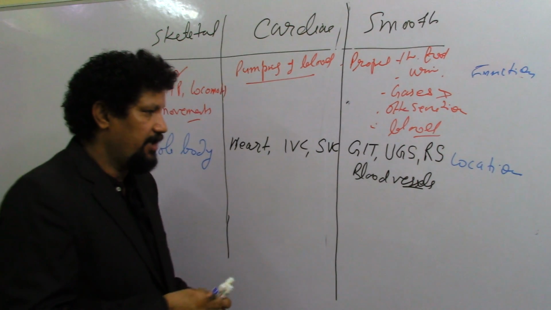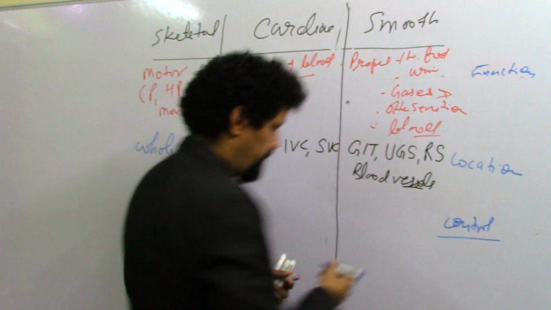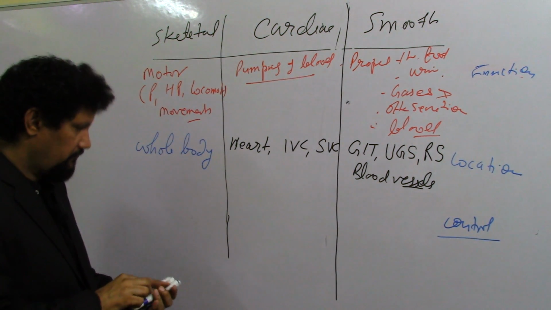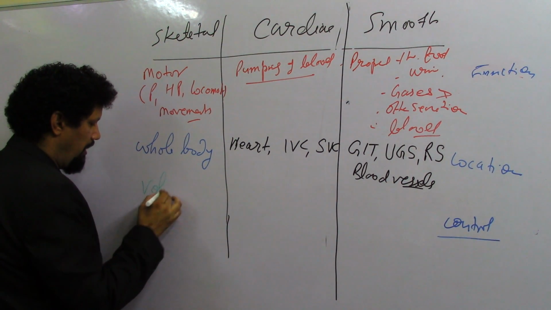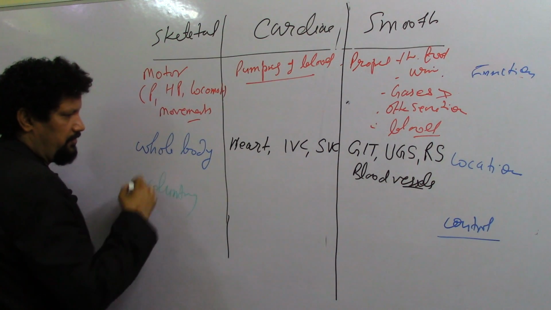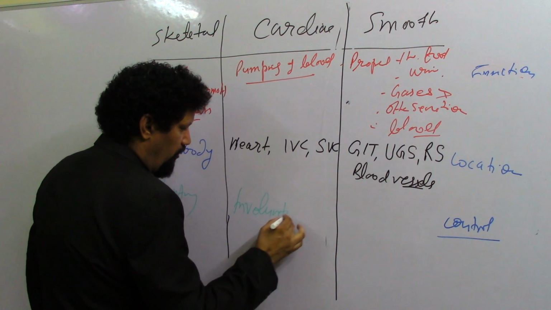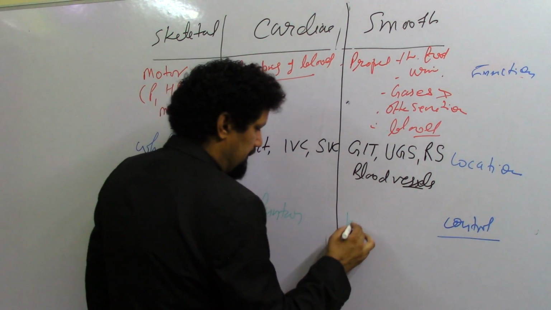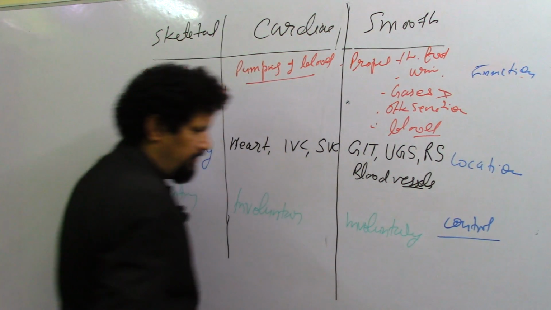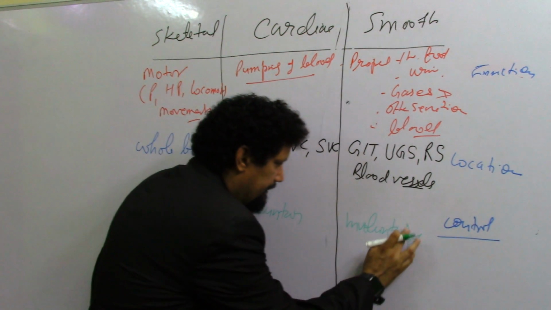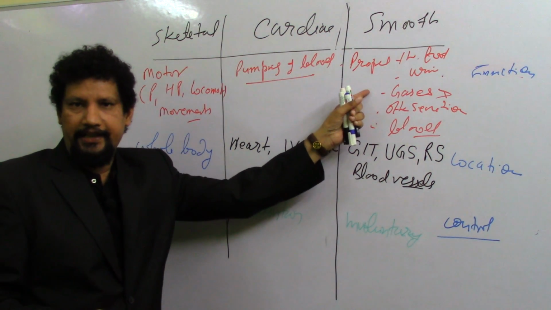The third criteria is the control. The skeletal muscles are under voluntary control. These muscles are involuntary, and these muscles are also involuntary. So these muscles, that is cardiac muscle and smooth muscle, are also known as the involuntary muscles.